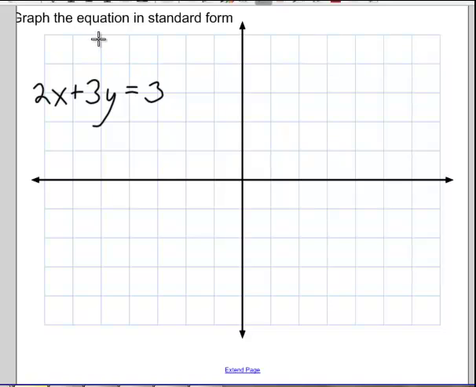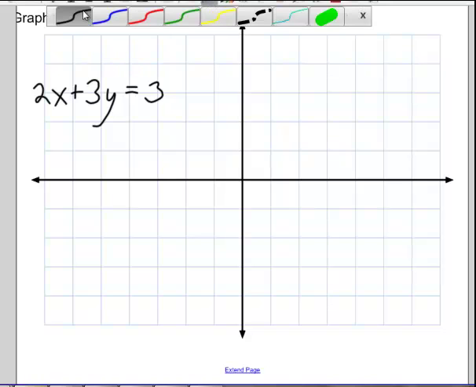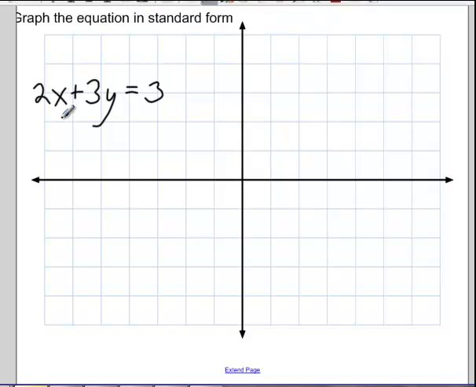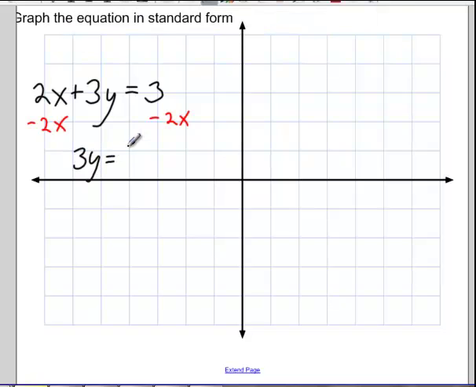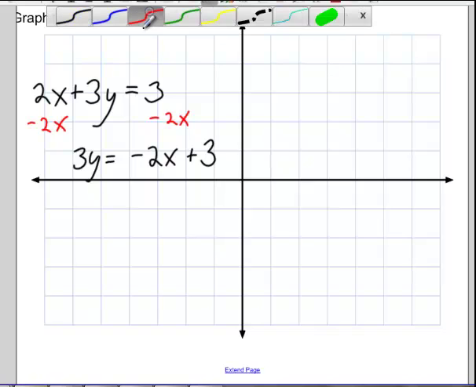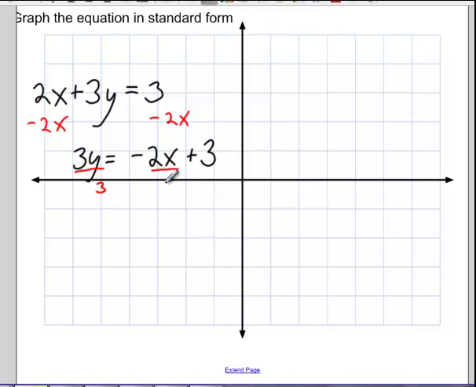Okay, the last one, graph the equation in standard form. Well, the first step here is if you have it in standard form, convert it to slope-intercept form, and then you can go right back to graphing the first method that we chose. So if I'm going to convert this, first step is let's get this term to the other side because I want to isolate my y. So now I have 3y is equal to, I'm going to put the negative 2x first. And now I just have to divide everything by 3. So let's do that. Divide everything by 3.